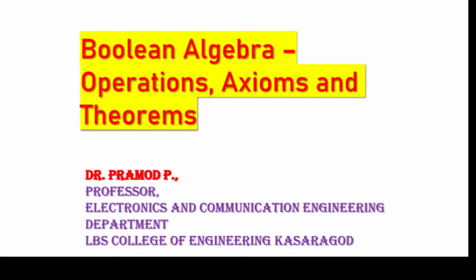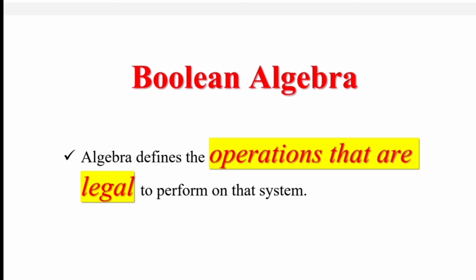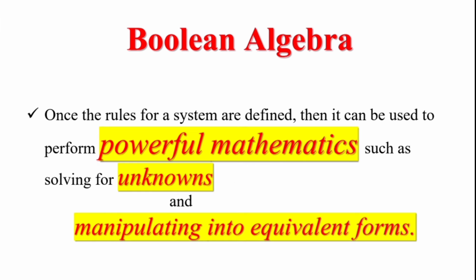And today we are going to discuss an important topic, and that is operations, axioms, and theorems of Boolean algebra. Now, what is Boolean algebra? The term algebra refers to the rules of a number system. Basically, it defines the operations that are legal to perform on that system. Once the rules of the system are defined, then it can be used to perform powerful mathematics such as solving for unknowns and manipulating into equivalent forms.